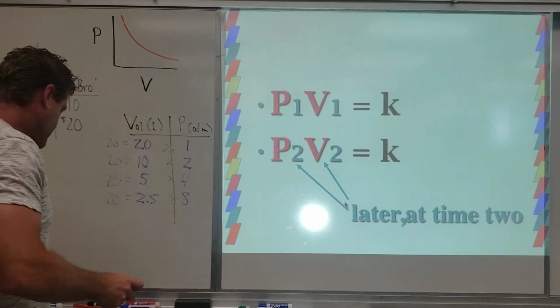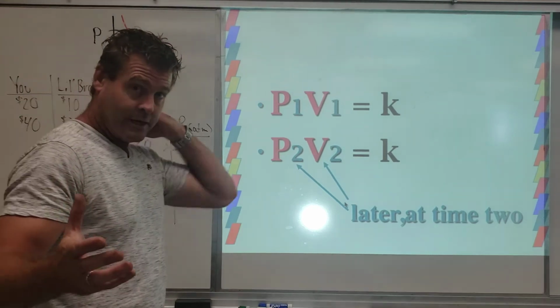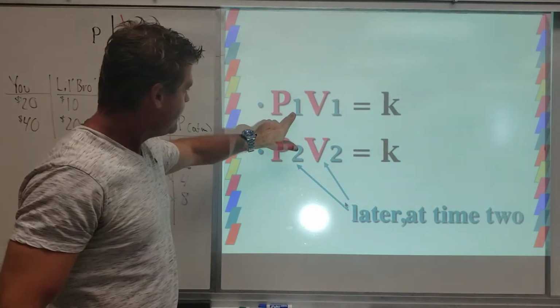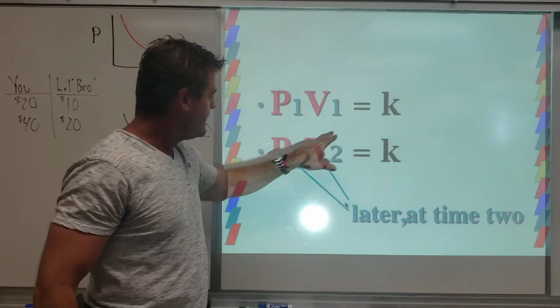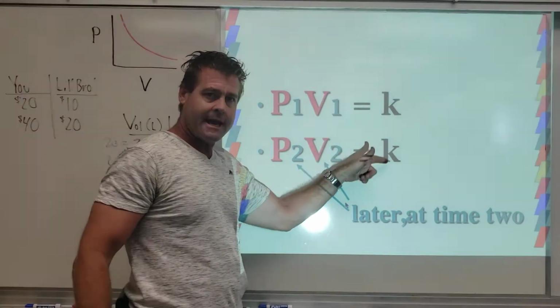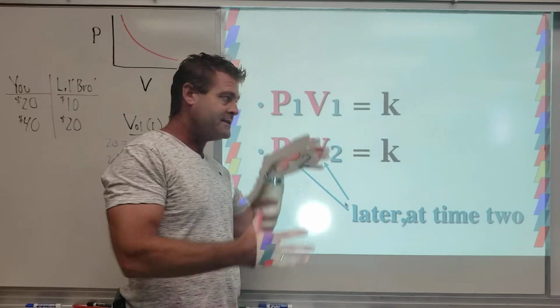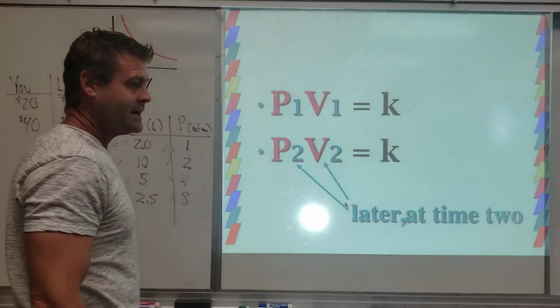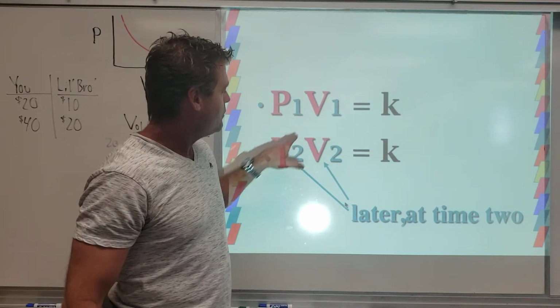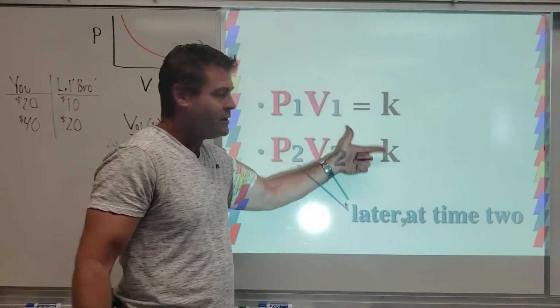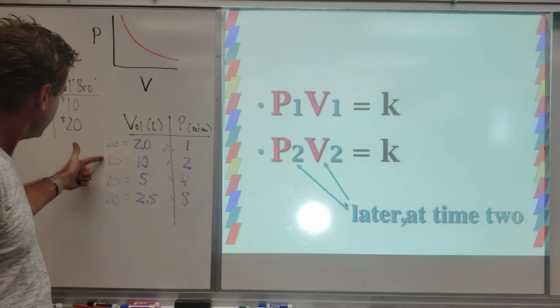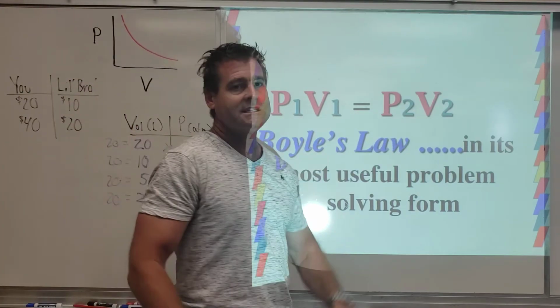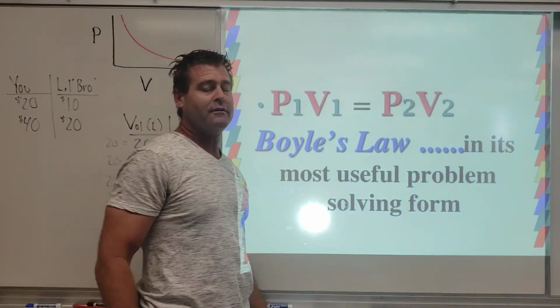Now you guys notice, you can actually come up with an equation. If P1 times V1 equals K, and P2 times V2 equals K, what do you think we can say? How can we combine those together, just mathematically? Can't we just say P1 times V1 equals P2 times V2, if they both equal the same thing? So this is Boyle's Law in its most useful problem-solving form.